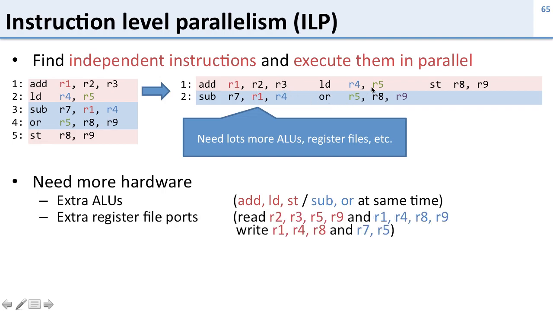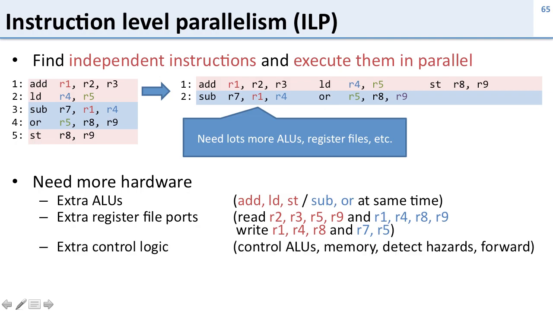So we've got 2 reads here, a read over here, and 2 reads over here, and then we've got 2 writes at the same time. And down here we have a lot of reads and writes at the same time. We need extra control logic for figuring out how to control the ALUs, the memory, detect hazards, and do forwarding. And we need to be able to read multiple instructions for each cycle. So here we need to be able to read 1, 2, 3 instructions at the same time in order to be able to start them at the same time.